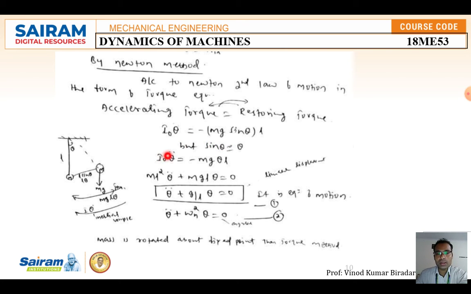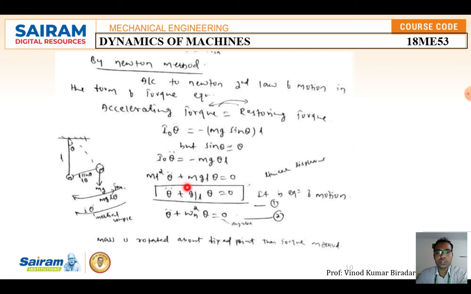So I naught theta double dot is equal to minus mg theta l. Okay, so I naught is equal to what? ml square theta double dot plus mgl theta is equal to 0. So divide this by ml square, you are going to get theta double dot plus g by l theta is equal to 0. So m is going to get cancelled.